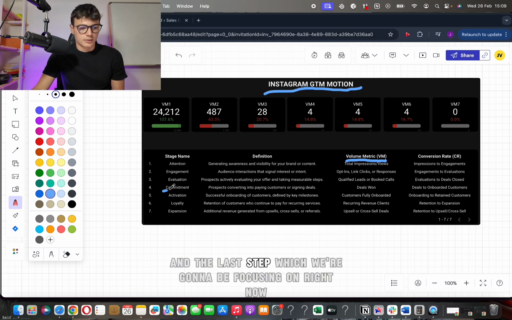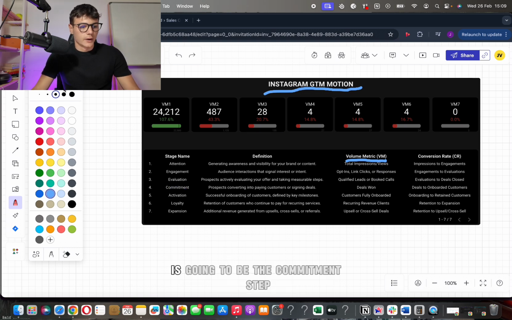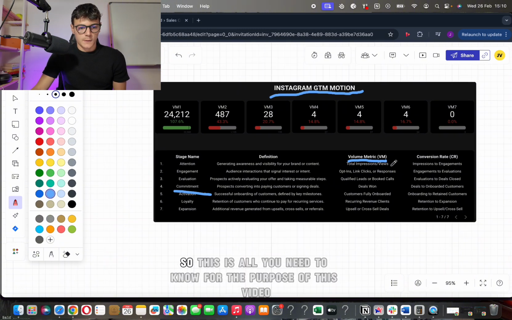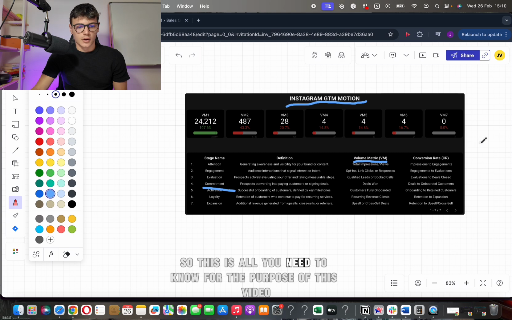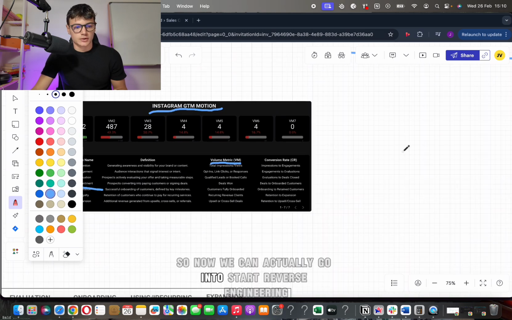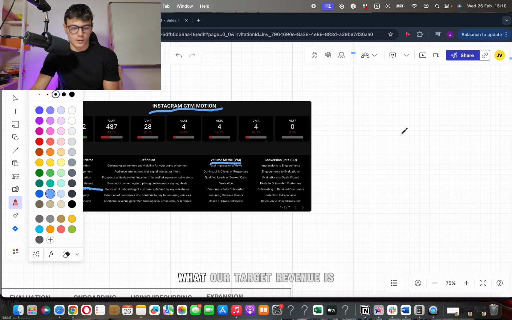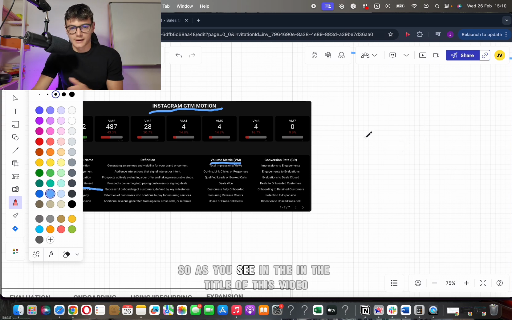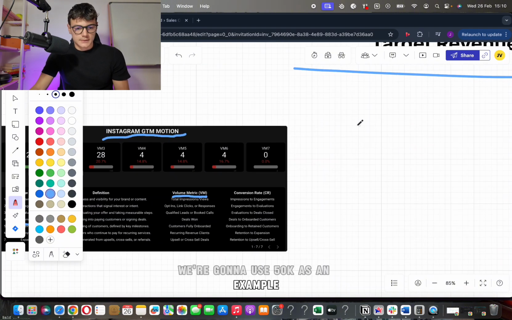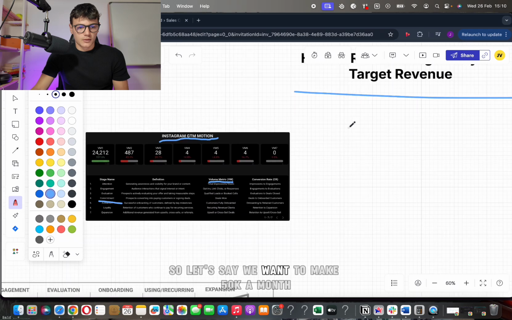And the last step, which we're going to be focusing on right now, is going to be the commitment step. And this is just straightforward. Deals won. It's how many people are actually paying you. So this is all you need to know for the purpose of this video. So now we can actually start reverse engineering what our target revenue is. As you'll see in the title of this video, we're going to use 50K as an example. So let's say we want to make 50K a month.